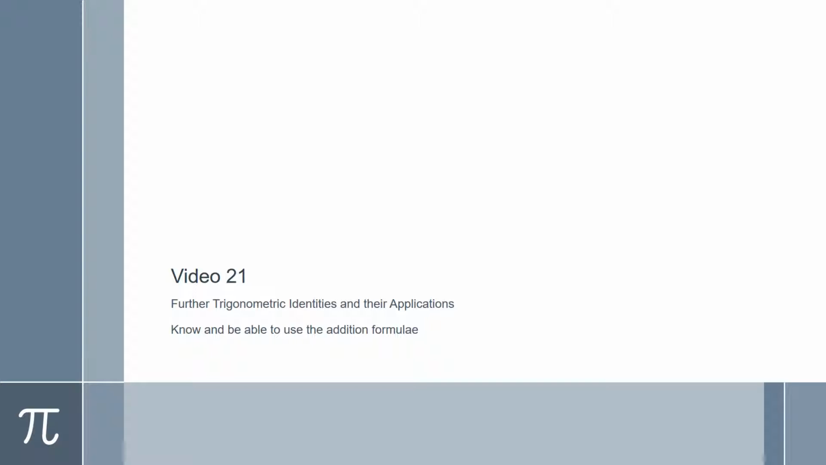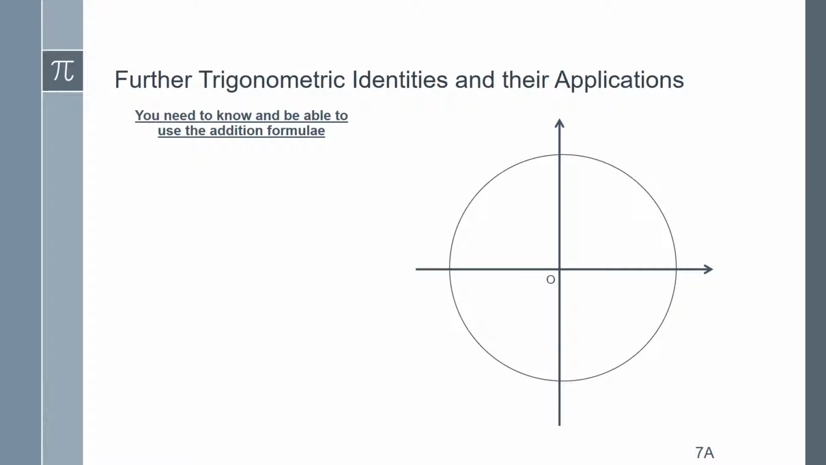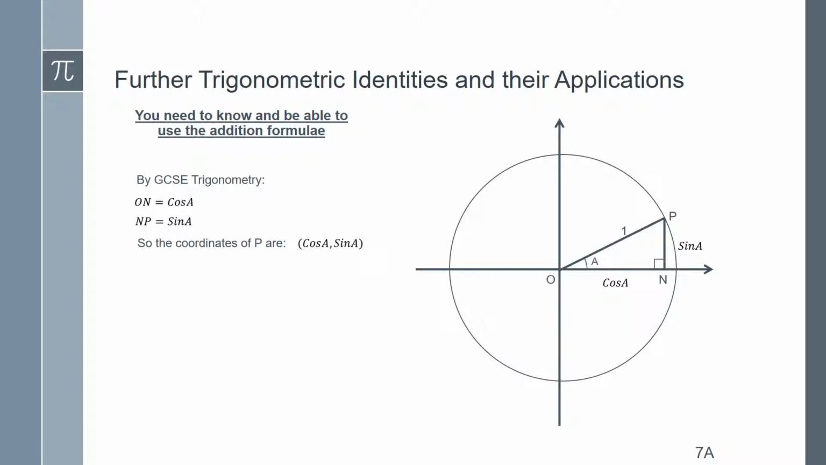Further trig identities and their applications, knowing and being able to use the addition formula. So here we have the unit circle, we have an angle A, we have the points O, N and P. By our knowledge from GCSE, we know that the length ON is the same as cos A, and the length NP is the same as sin A. So therefore we know that the coordinates of the point P are cos A, sin A.